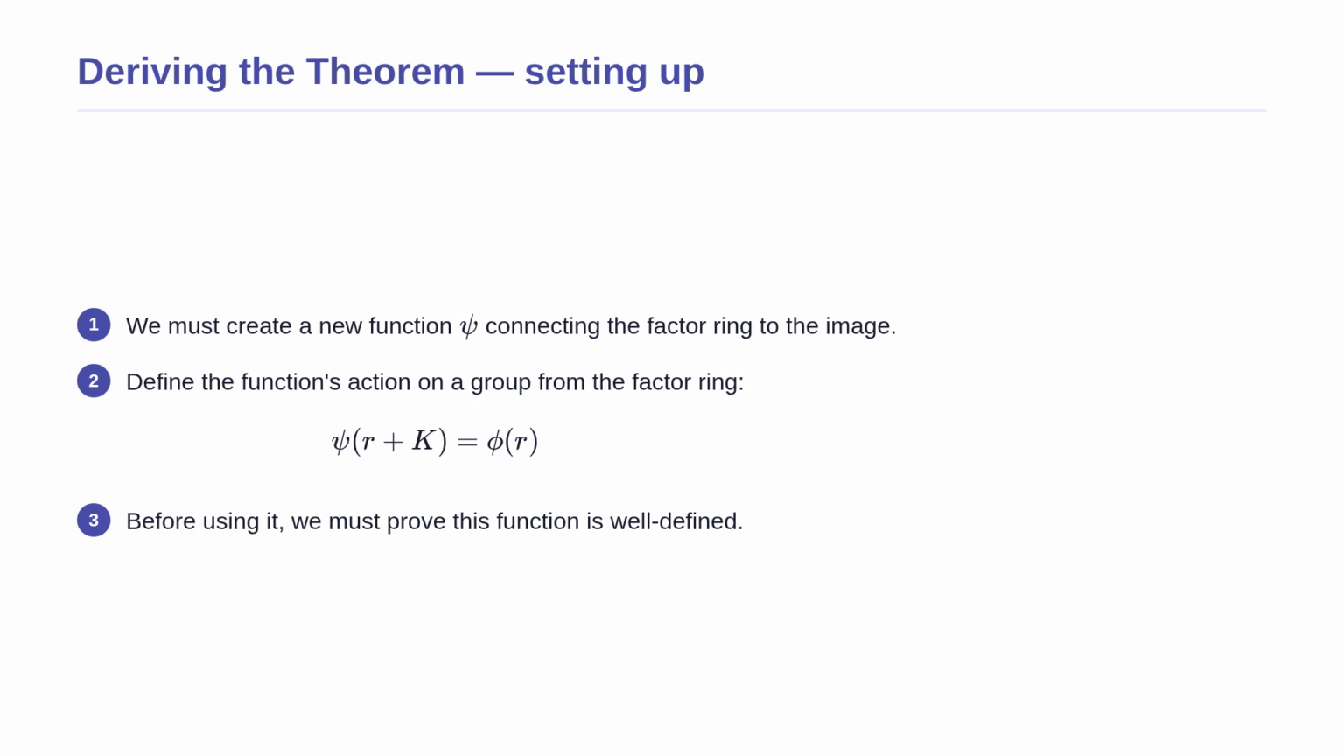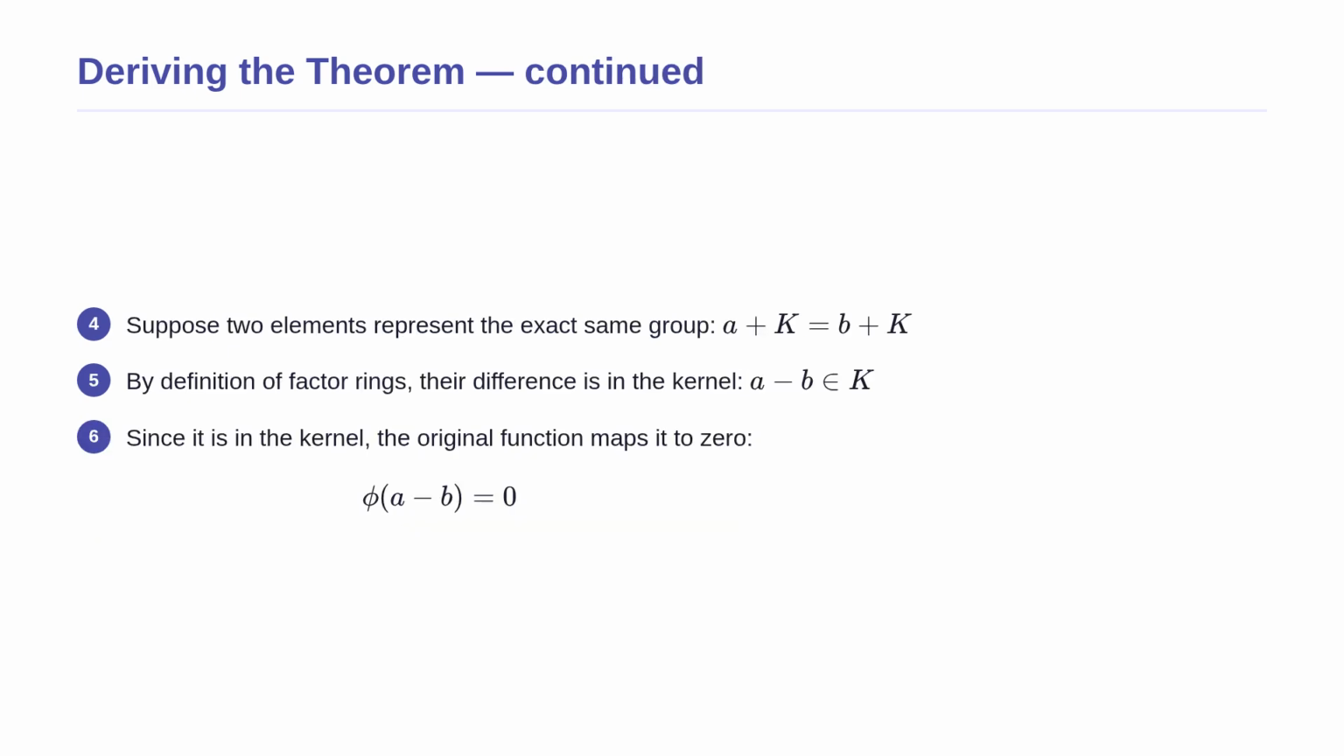Its input is a group from the factor ring, written as r plus k. Its output is simply the original function's output for the element r. Before we can use this function, we must prove it is well-defined. This means if we pick a different representative for the same group, the function must still give the exact same output. Let us prove this well-definedness.